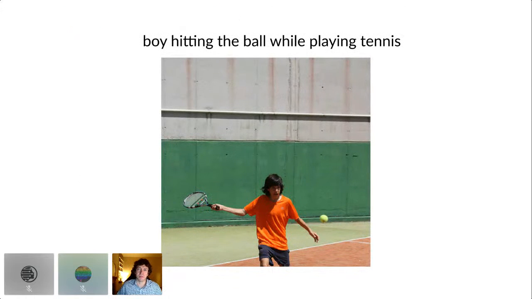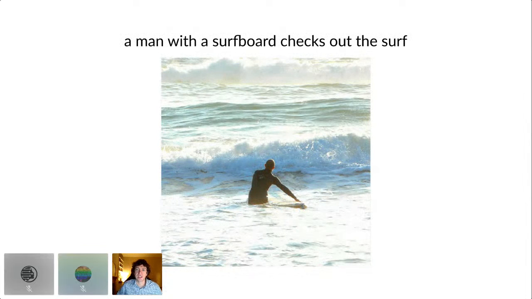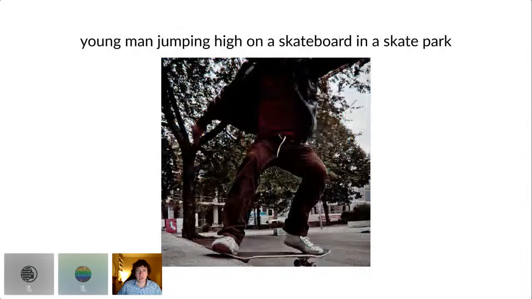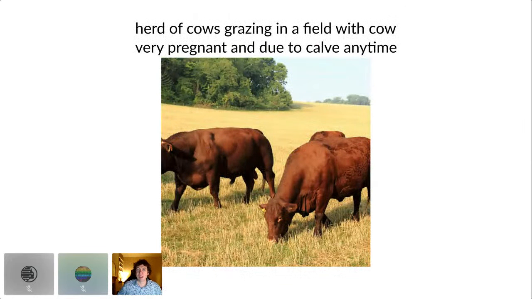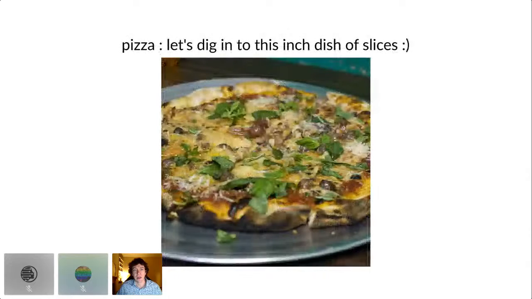Here I'm showing you a few examples. The predicted sentence for this image is "boy hitting the ball while playing tennis." And this was predicted from brain activity data. Here is "a man with the surfboard checks out the surf." "A girl child is learning to ski." "A young man jumping high on a skateboard in a skate park." "Tree-lined roads and railways are common on the map." So some of the predictions are not quite there, but this is not that far from what we're seeing. "A herd of cows grazing in a field with cow very pregnant and due to calve any time." This is too accurate. And finally, pizza: "Let's dig into this inch dish of slices."